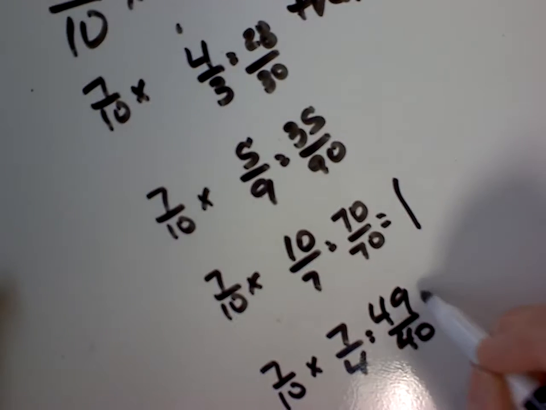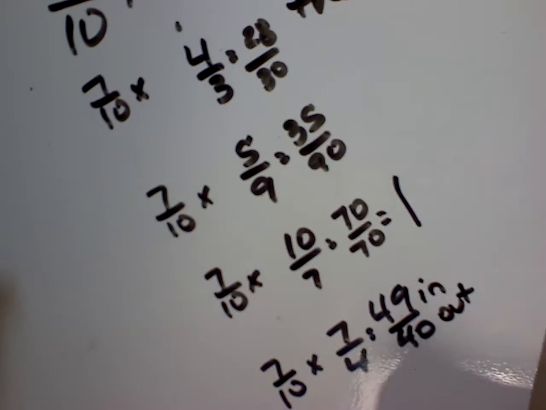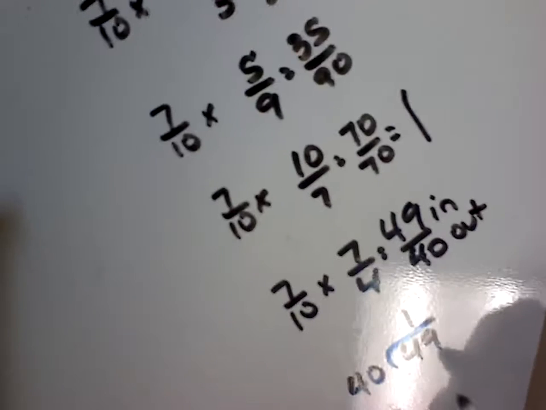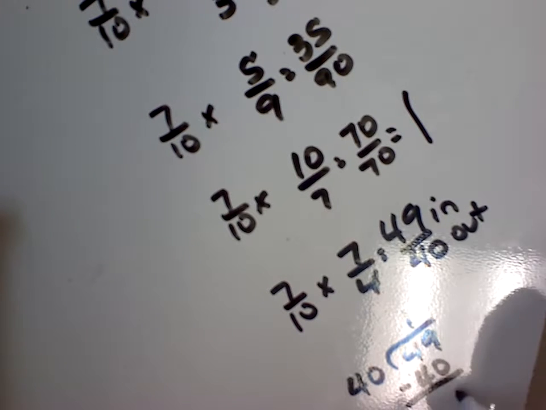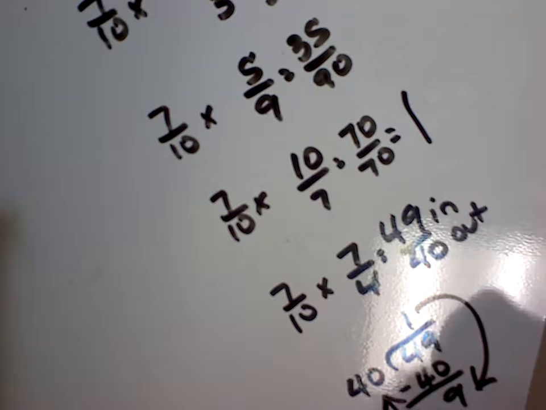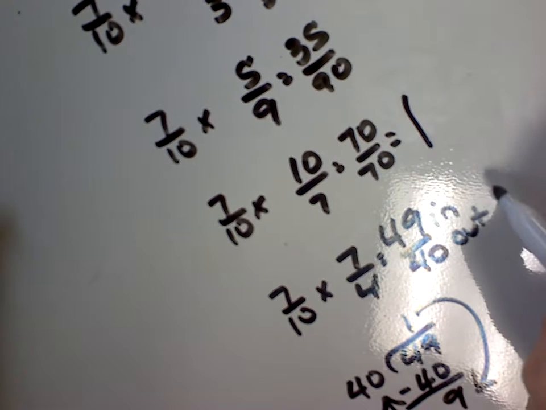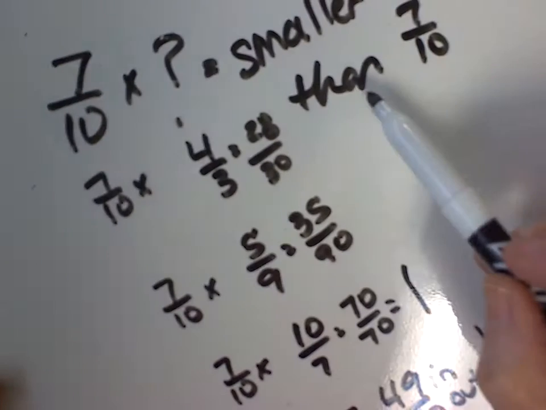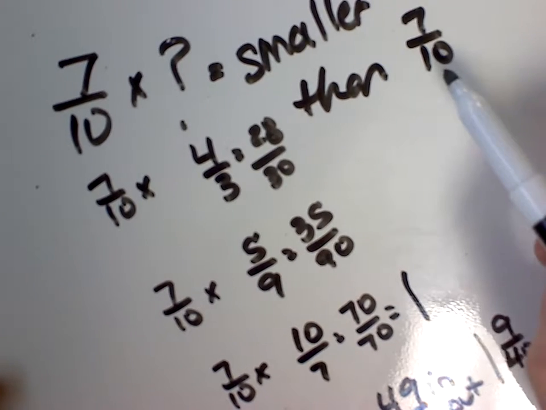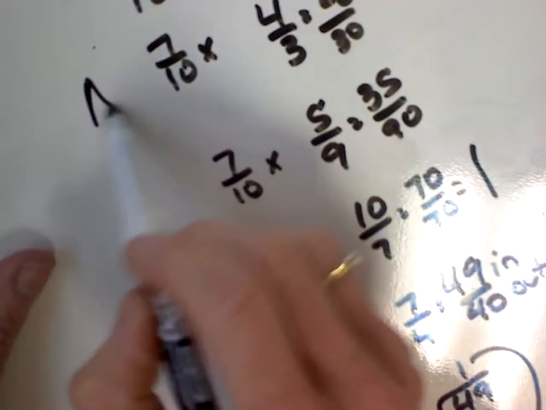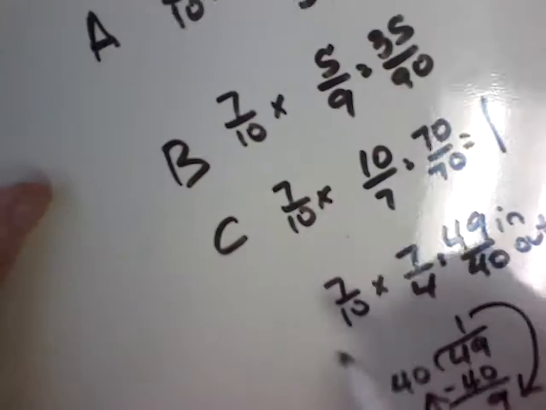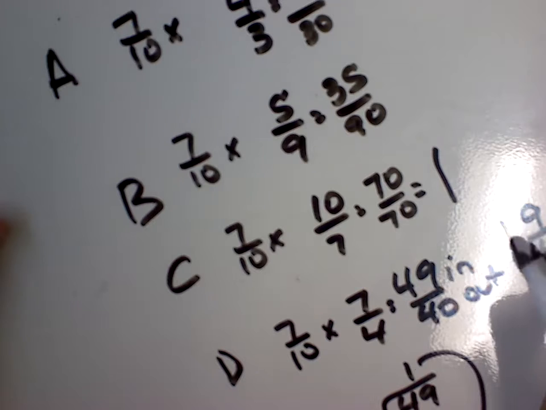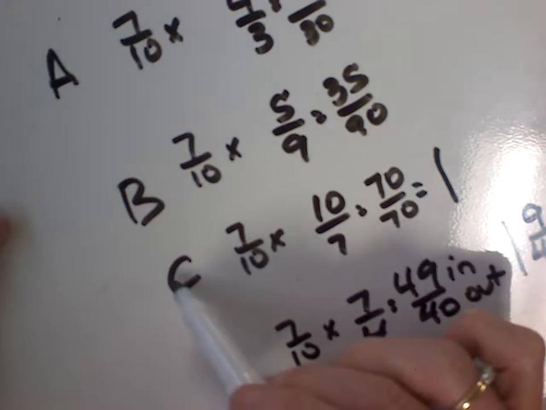Improper, so I do in and out. 40 out, 49 in, goes one time, subtract and get 9. So whole number, numerator, denominator. So for D, I get 1 and 9 over 40. Now if I'm looking for something that's smaller than a fraction 7/10, which ones could we eliminate? A, B, C, or D? I hope you said C and D because they both have a whole number 1, and that is not smaller.